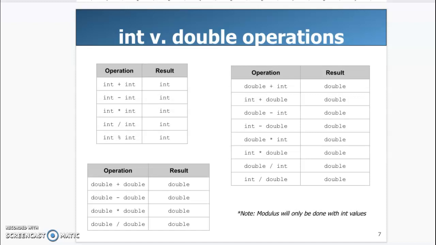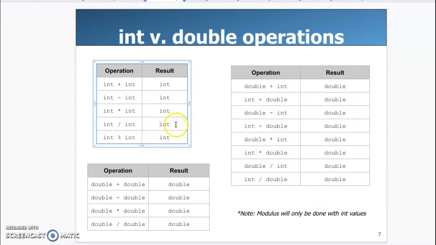So you have all these operations and they are performed on int values and double values. And depending on how we mix those 2 operands, the result will be an int or a double. So you can see that if the 2 operands are integers, the result is an integer. If the 2 operands are double, the result's double. That makes sense. If they're mixed in any way, the result is double. So if one of the operands is a double, the result is also a double.